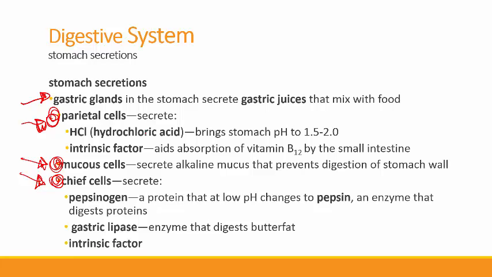Parietal cells also produce a hormone known as intrinsic factor that will, when the food gets to the small intestine, help aid the absorption of vitamin B12, really stimulates B12 absorption. B12 is an important vitamin that can only be found in food. We can't produce vitamin B12.